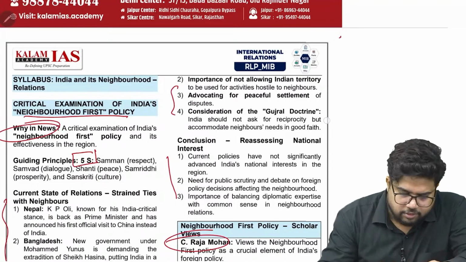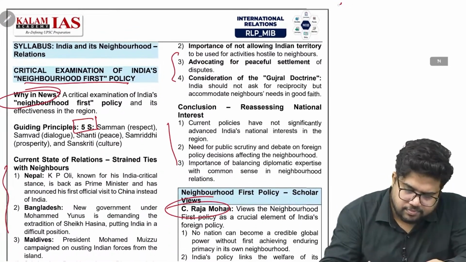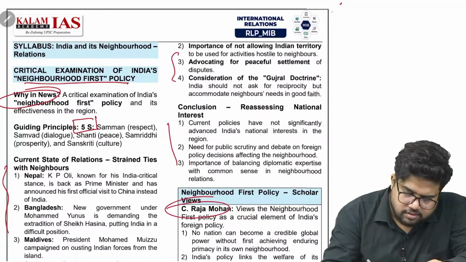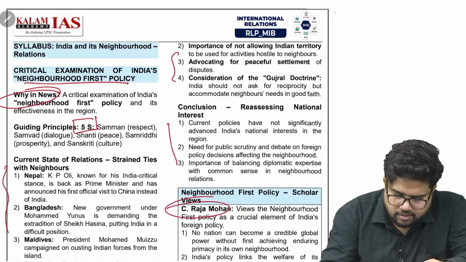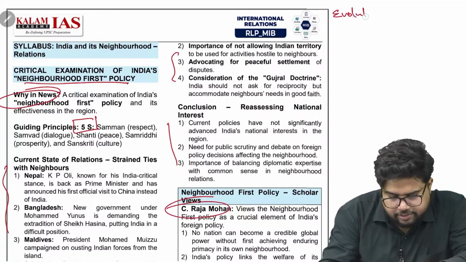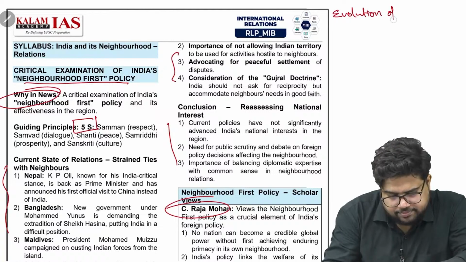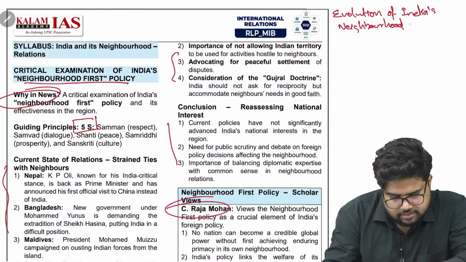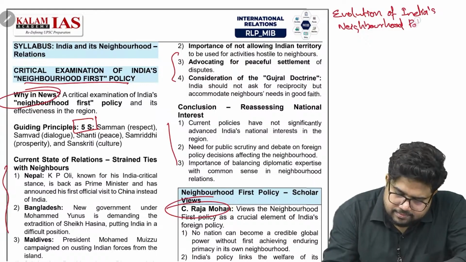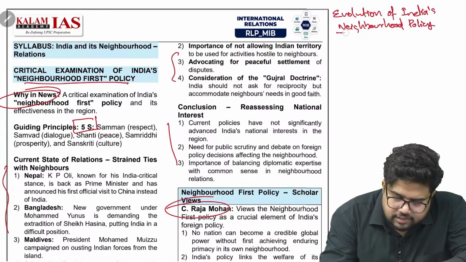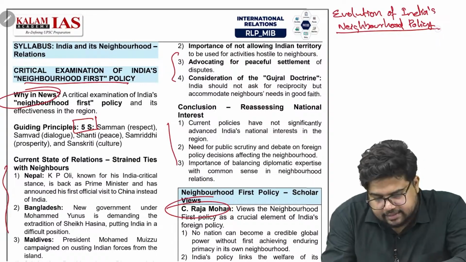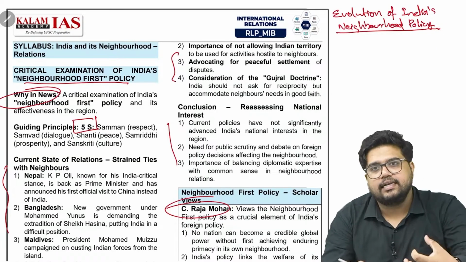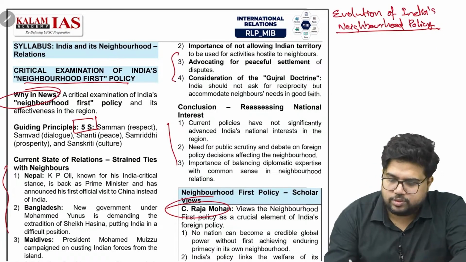Yeah, evolution of India's neighborhood policy. Here, with this you will be able to connect and bring interlinkages with what exactly is happening today.